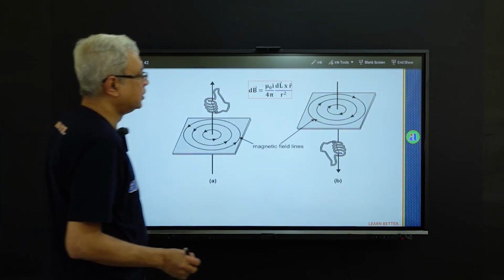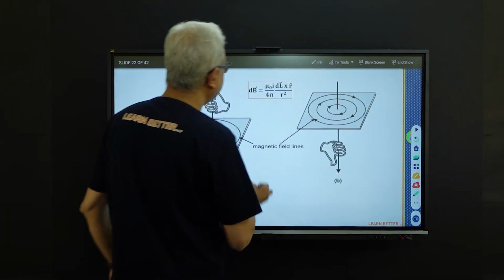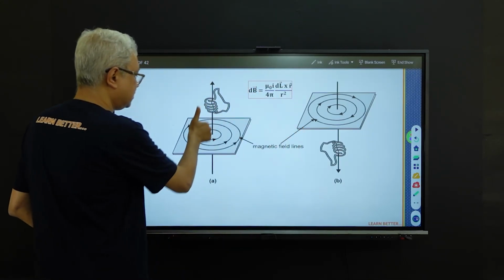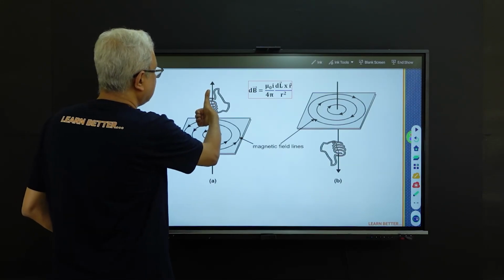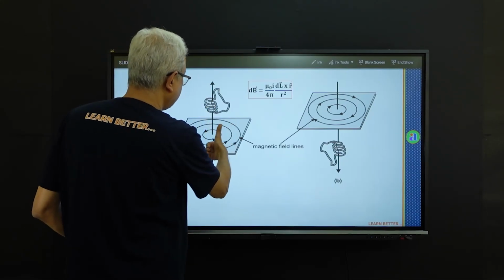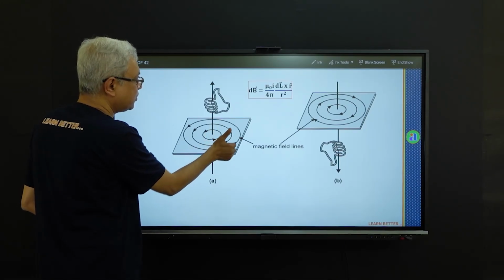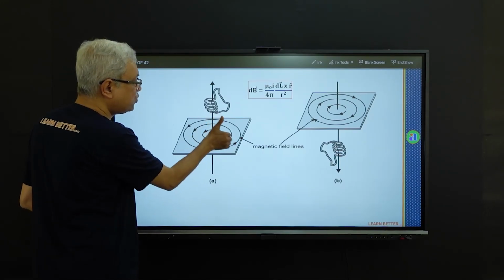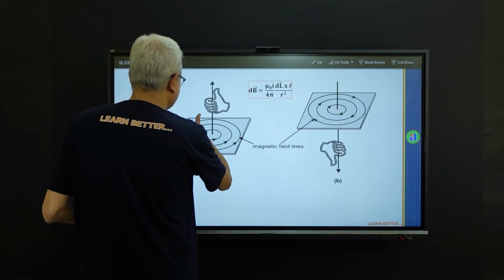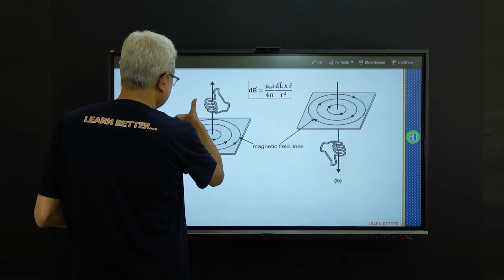Now this is once again the magnetic field dB = μ₀ I dl × r / (4π r²), and this is the current direction. The thumb is indicating the current direction at any point. At this point you see the fingers are curled into the plane of the board, that's why at this point the field is into the plane of the board, and here the fingers are curling out towards me.